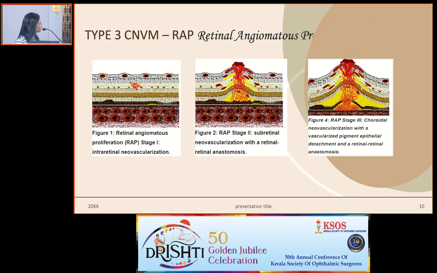So this is stage 1, where there is intraretinal neovascularization, a capillary proliferation arising from the deep capillary plexus. In stage 2 this further grows and causes a retinoretinal anastomosis, and in stage 3 this further grows below the RPE and forms a retinochoroidal anastomosis.